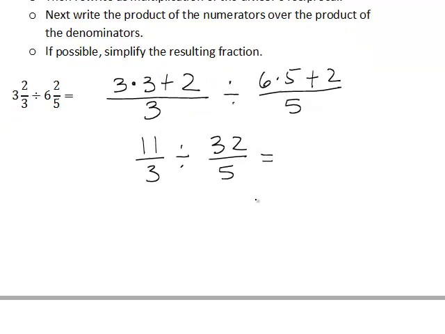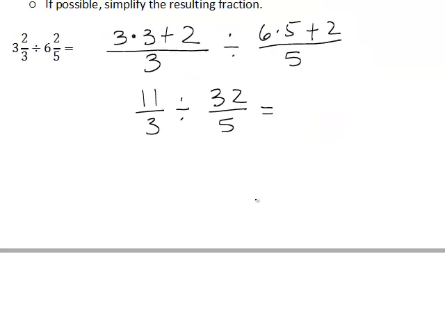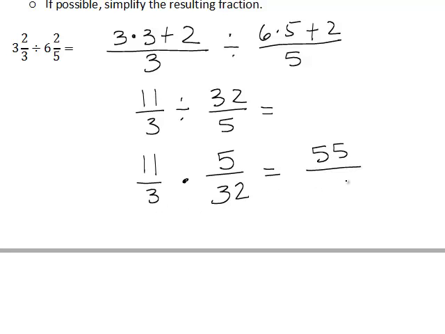And now we can change that division problem into a multiplication problem. Our dividend stays the same. We change to multiplication and invert, or find the reciprocal of, the divisor. 11 times 5 is 55. And 3 times 32, 3 times 2 is 6, 3 times 3 is 9, 96. So 55 over 96.